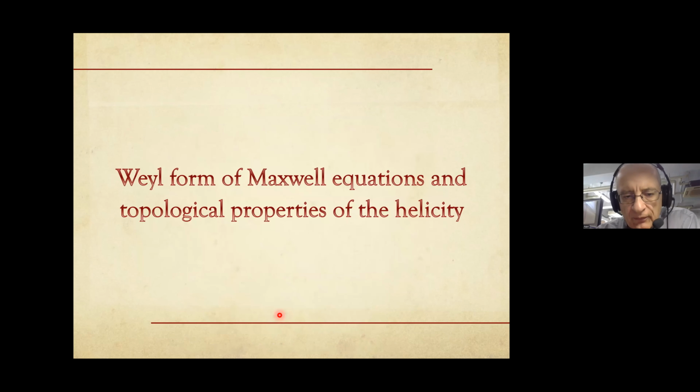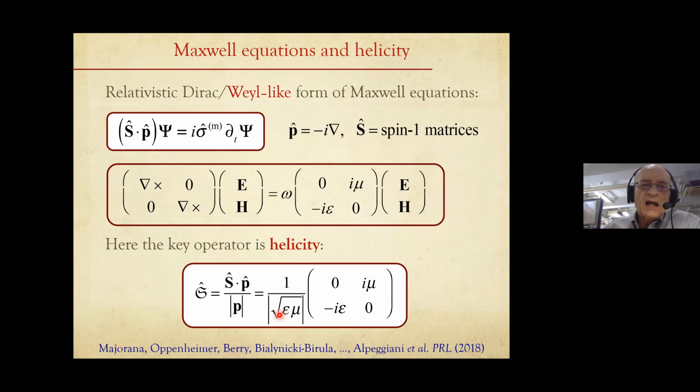Now let's write the Weyl form of the Maxwell equations and topological properties of the helicity. There is a relativistic Dirac-Weyl-like form of the Maxwell equations, which is written like this. It looks like the Dirac form, where P is this one here, and S are the spin-1 matrices. So you can write the E, H of this form here, with the curl giving you these relations here. And the key operator is the helicity, which is the projection of the spin along P. And it is 1/√(epsilon mu), and it has epsilon mu in the matrix here.